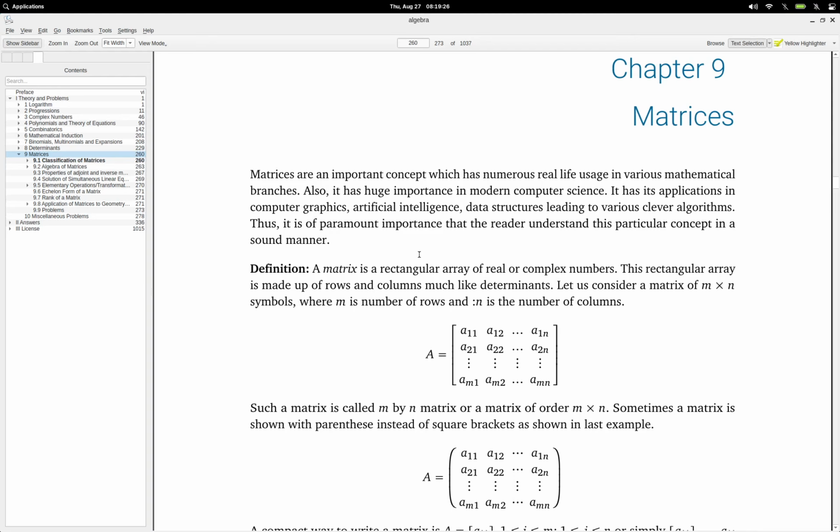In this video we will start with matrices. We have covered till determinants, so this is the last chapter before we start with miscellaneous problems, and theoretically this is the last chapter, and we will take probably two videos to finish the theory part of it.